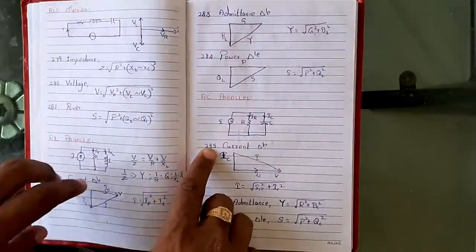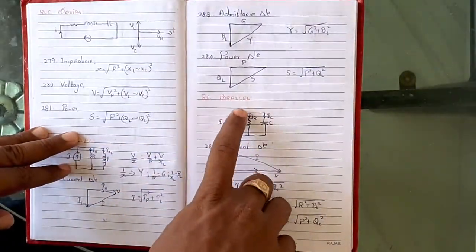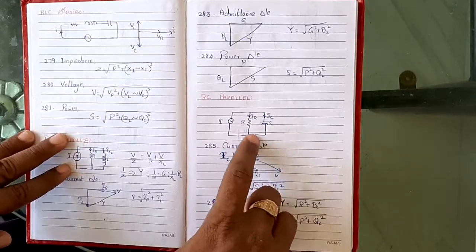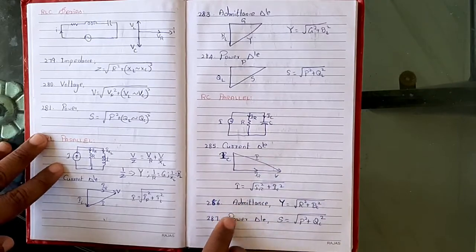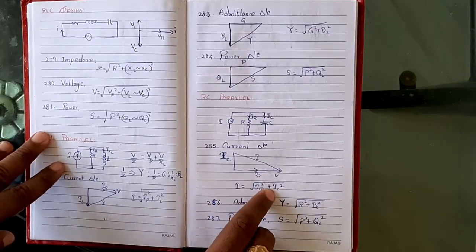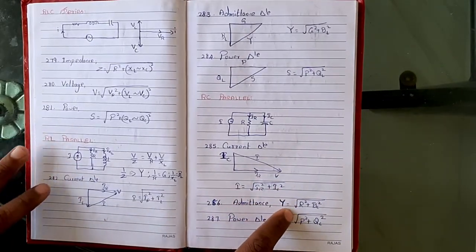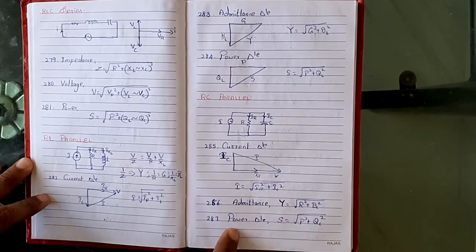Now in RC parallel, the resistor and capacitor are connected in parallel, and current is used as the source. Formula number 285, current triangle: I is equal to root of IR square plus IC square. Admittance Y is equal to root of G square plus BC square. Power triangle: S is equal to root of P square plus QC square.